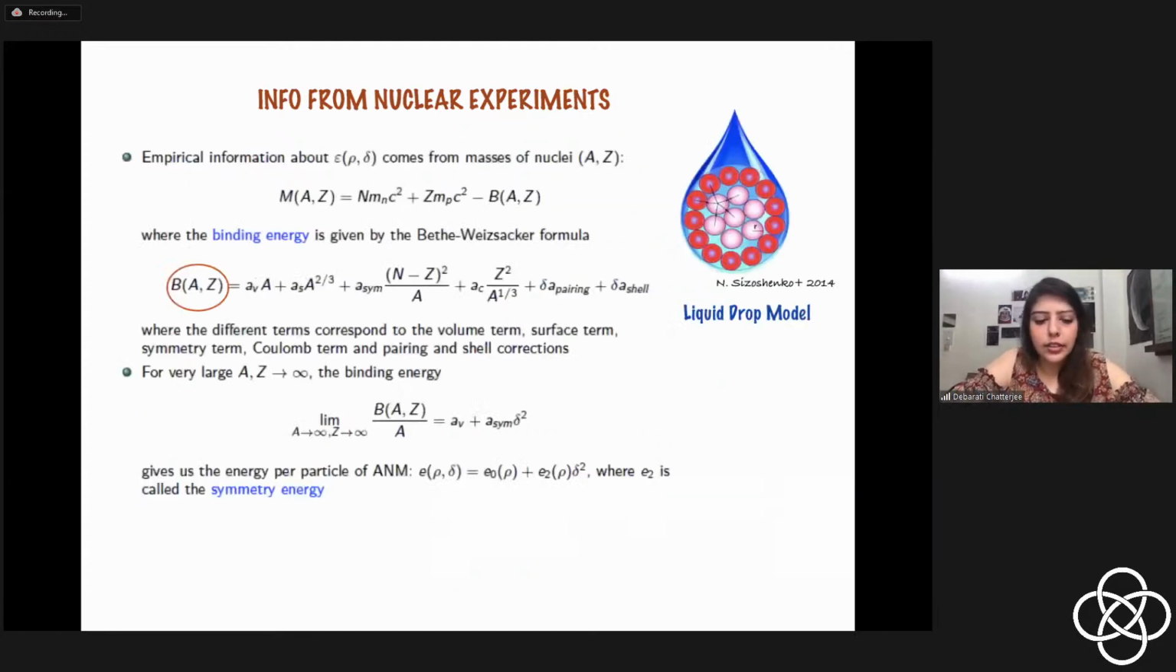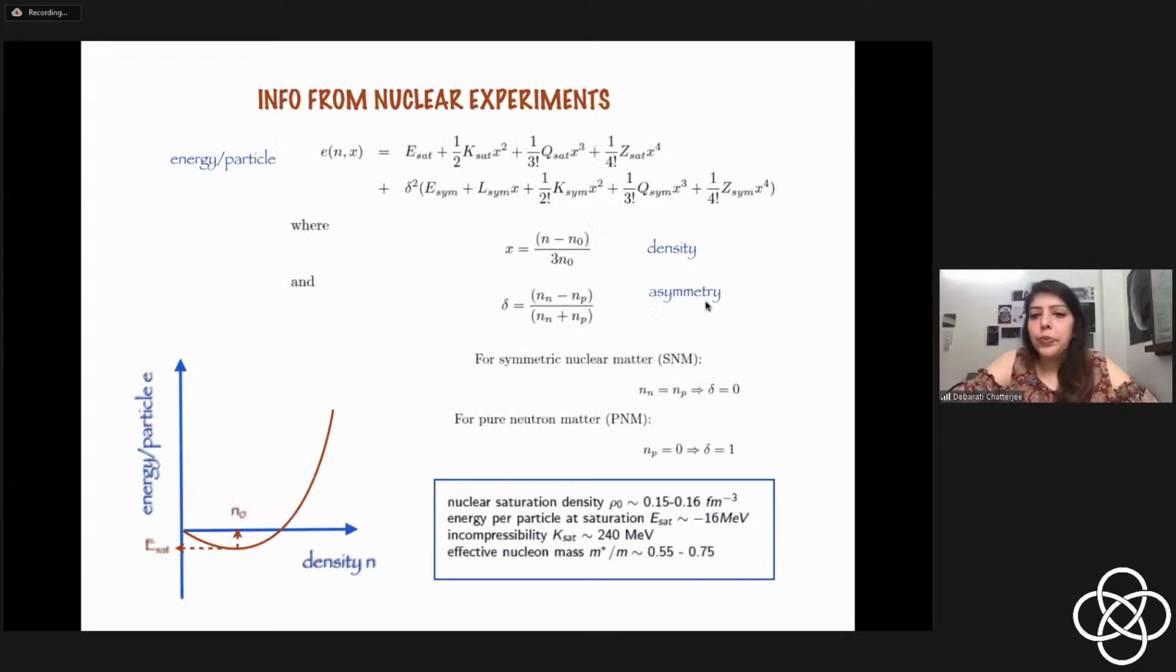You see here that if you take the limit of very large A and Z and divide B by A, all these terms drop out, and what you are left with is one term, the volume term, and the other term, the symmetry energy term, times delta squared. And delta is nothing but the difference between neutron and proton numbers. That's why we are expanding the binding energy in terms of these two quantities. One is the density, which is dimensionless, and the other is again dimensionless, the asymmetry.